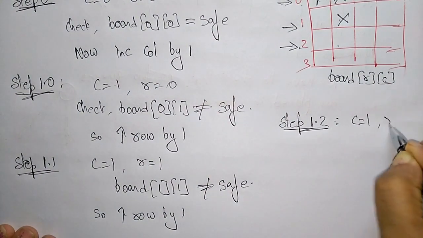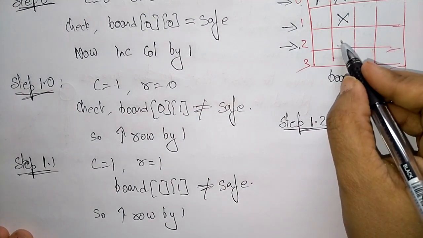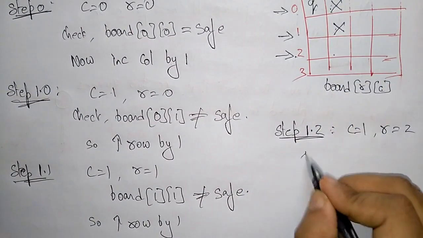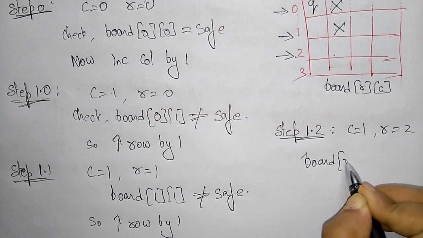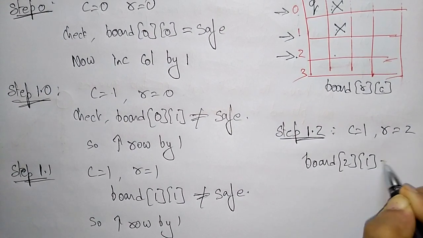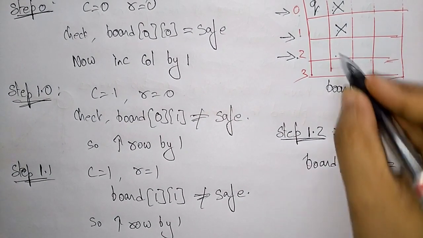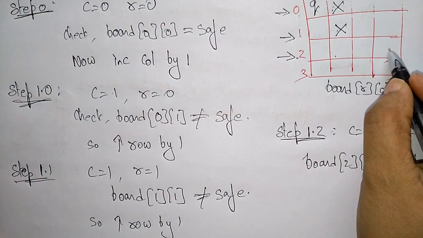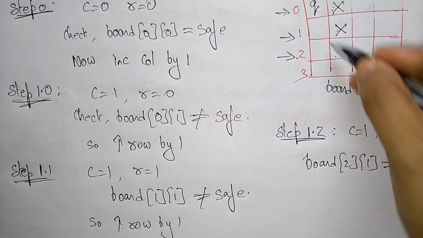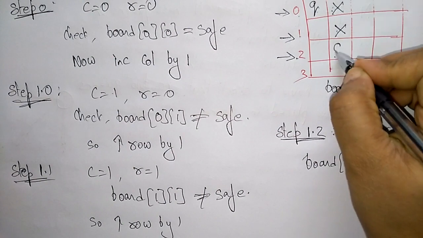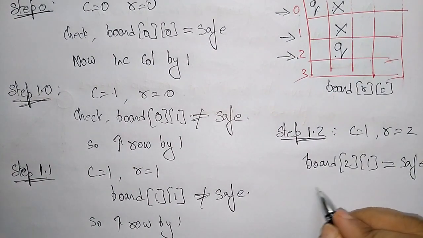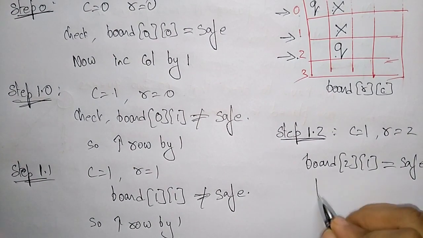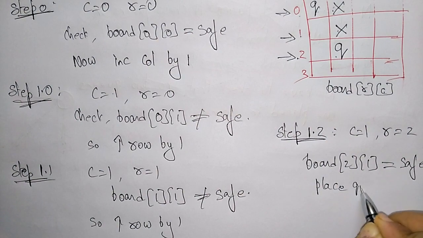Column 1 and row 2. Now check here. Is it safe? Board, second row, first column. Yes, it is safe. Why is it safe? Because in this row there are no queens, in this column there are no queens, and on the diagonal there are no queens. So just place Q here. Safe. Just place the queen.